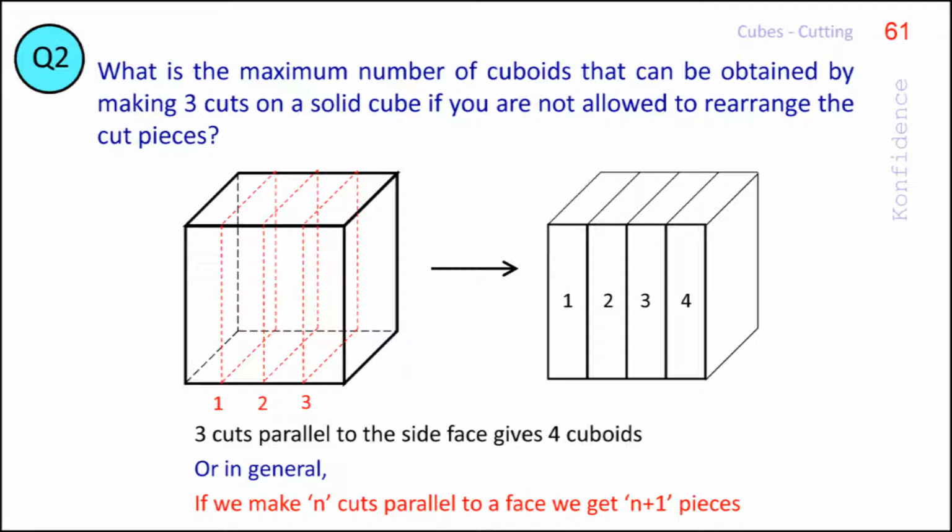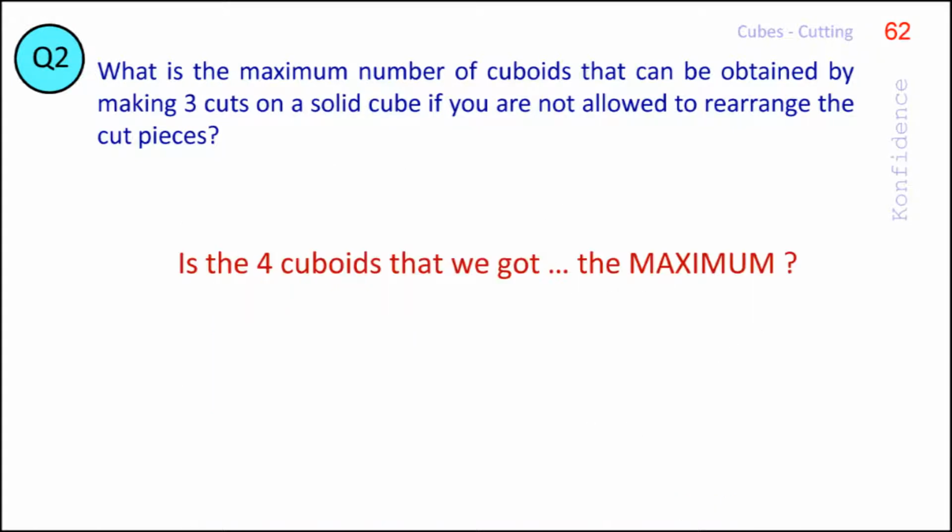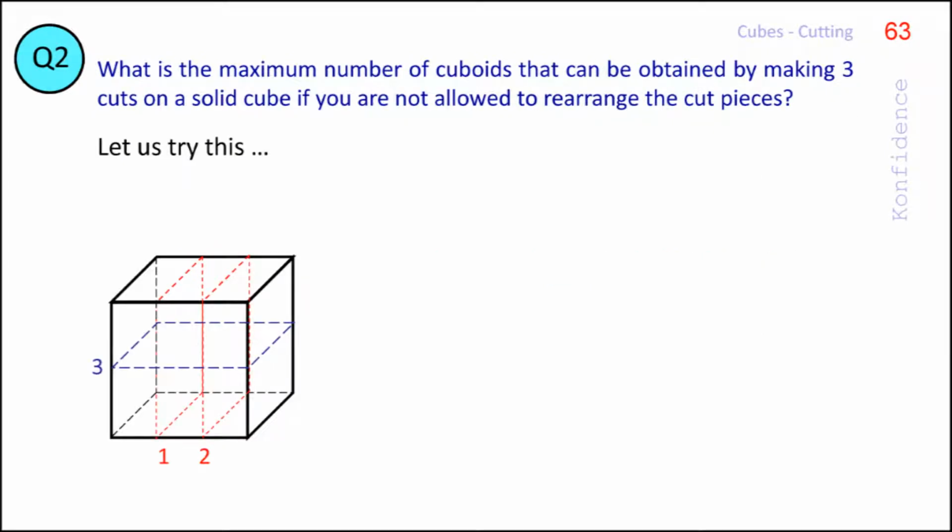The question posed to us is, what is the maximum number of cuboids obtained by making 3 cuts on the solid cube when we are not allowed to rearrange the cut pieces? We saw that if we make 3 cuts parallel to the same face, we get 4 cuboids. Is 4 cuboids the maximum? Let us try a different approach. Earlier we made all the 3 cuts parallel to the same face.